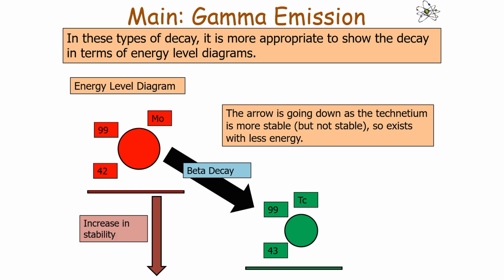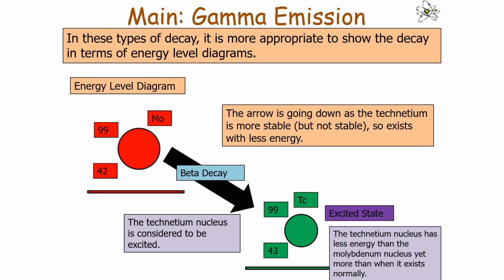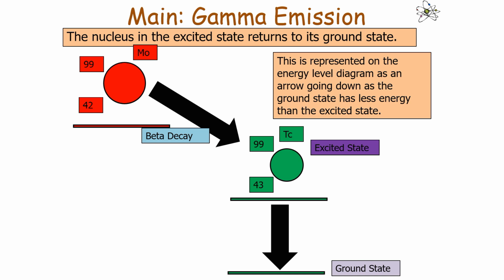So we've increased our stability. Now it's not completely stable yet, it's just more stable than the starting nucleus at the beginning of the decay. So we would say in this case that the technetium nucleus is considered to be excited. The technetium nucleus has less energy than the molybdenum nucleus, yet it will have more energy than when technetium nuclei exist normally. So what would happen to this excited nucleus? Well, the nucleus in an excited state would eventually return to its ground state. This is represented on an energy level diagram as an arrow going down, as the ground state has less energy than the excited state.